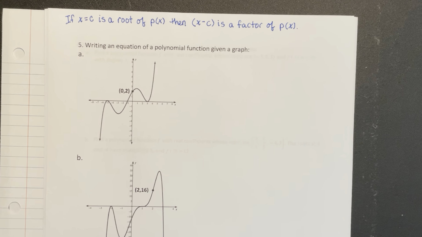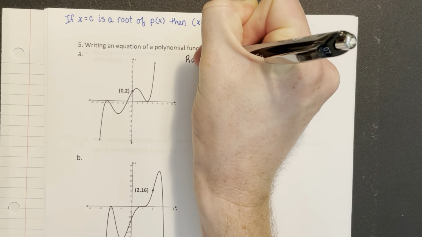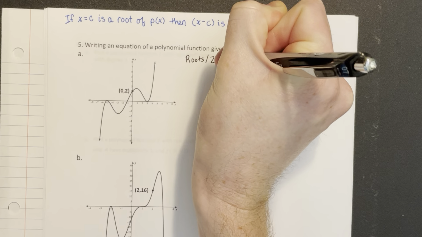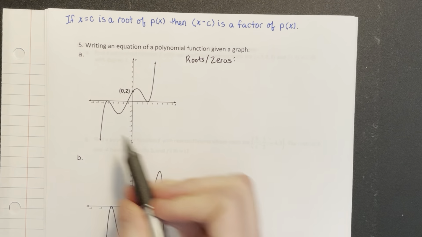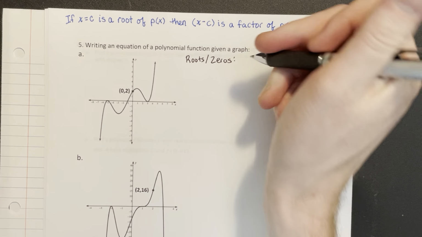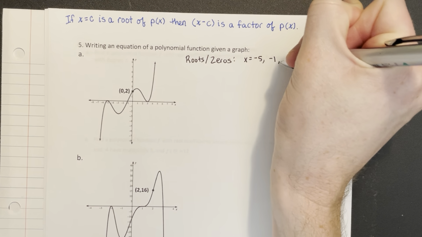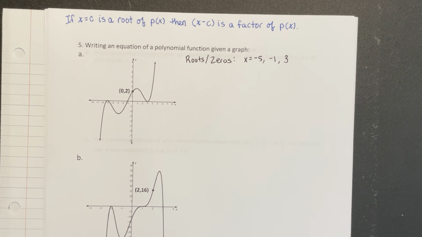We've also talked about multiplicities. So when I find these roots or zeros, I'm looking at the x-axis, seeing those x-intercepts. So there's one at -5. There's also one at -1 and at +3.